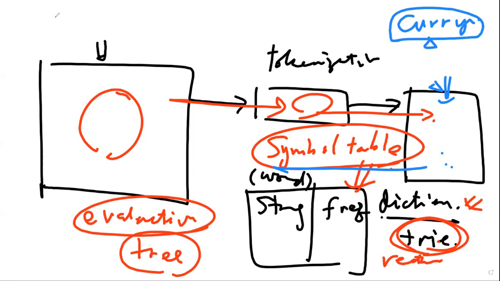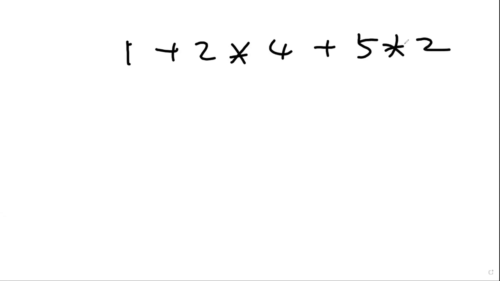I did have a question, because I guess I just didn't understand it. The postfix, the prefix, those examples, it was just confusing to me. I just didn't understand it. You learn math like this, right? You learn math like, okay, 1 plus 2 times 4 plus 5 times 2, right? That's the way we learn a math.